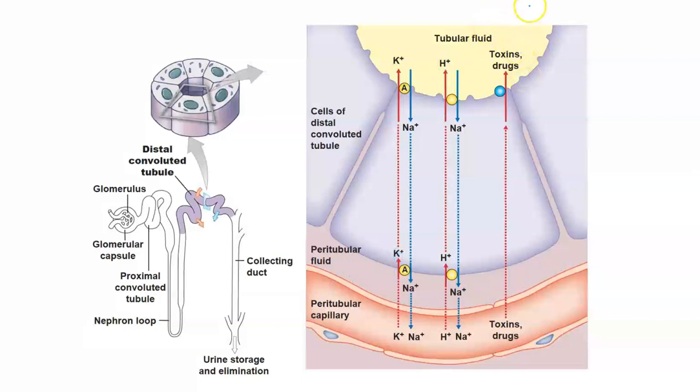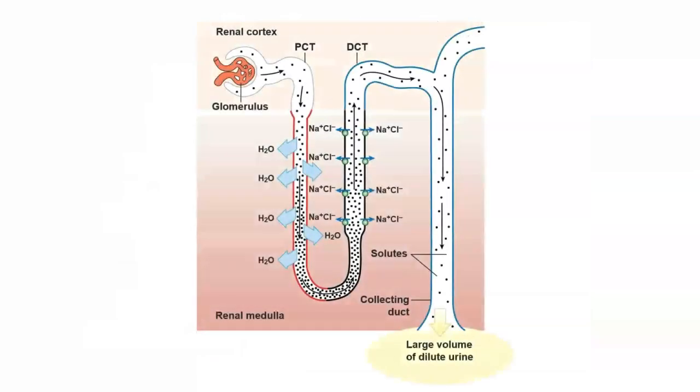Okay, there are also some pumps that are just designed to pump toxins and drugs and things like that out of your blood, and this would happen at the distal convoluted tubule. Okay, let's talk then about the collecting duct. So, keeping in mind our osmolarity gradient, we have a couple different scenarios that could play out. One, let's say that you have a lot of extra fluid and you want to get rid of that fluid.